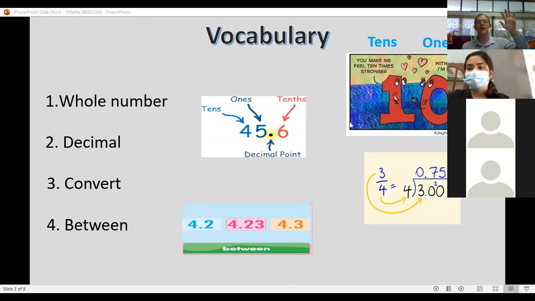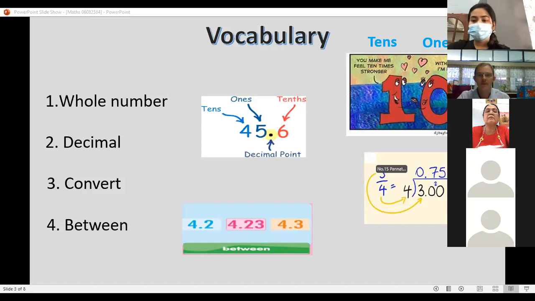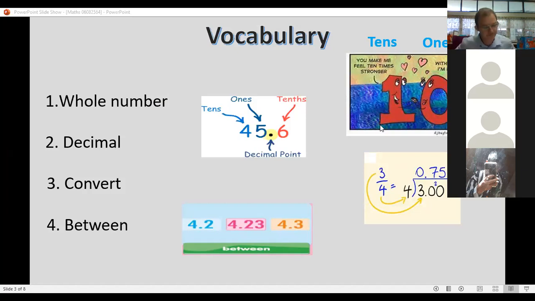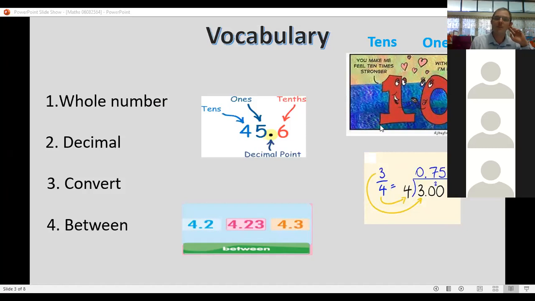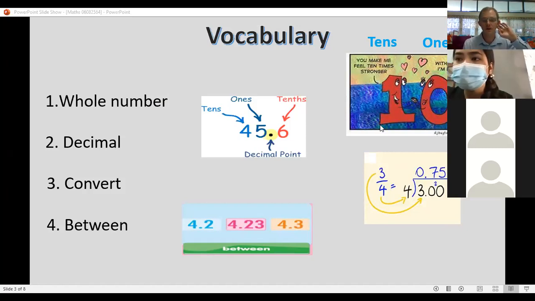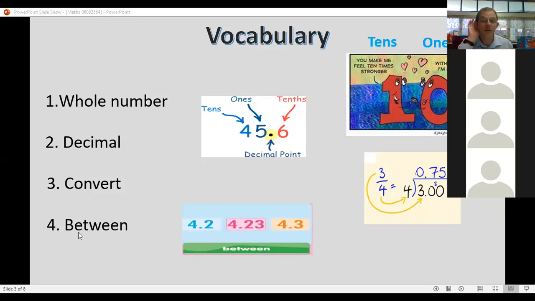So let's read all together the vocabulary to make sure we understand before we finish. First, read number 1, whole number. All together, whole number. Yes, everyone together. Whole number. One more time. Very good. Number 2, decimal. Decimal. One more time. Decimal. Yes, very good. And the last one, between. Between. I can't hear you. Again. Between. Yes, very good. Well done.